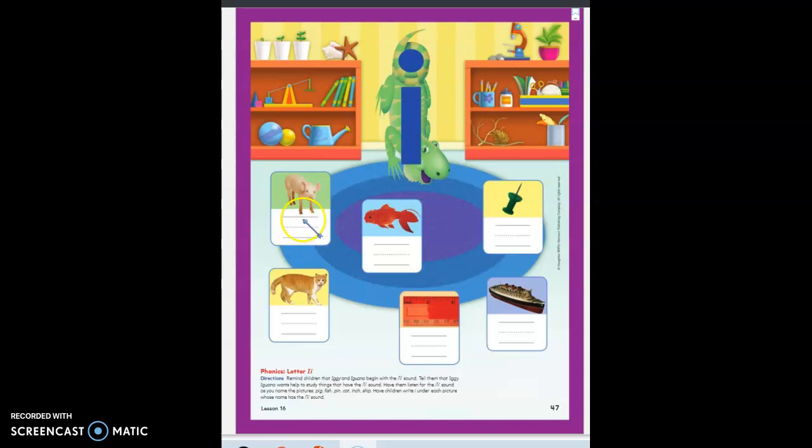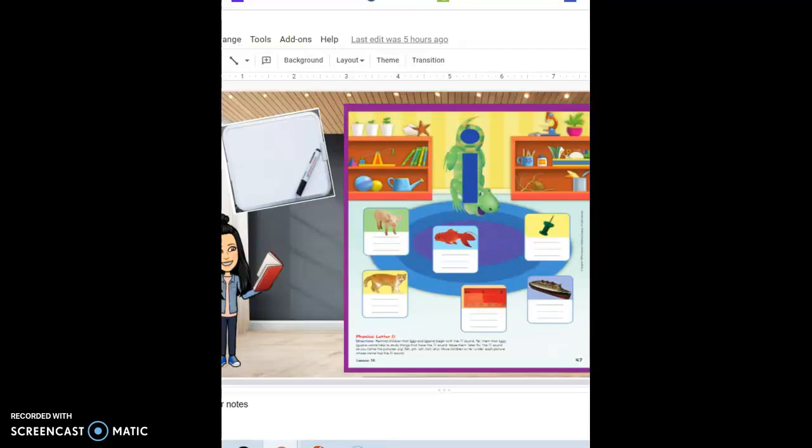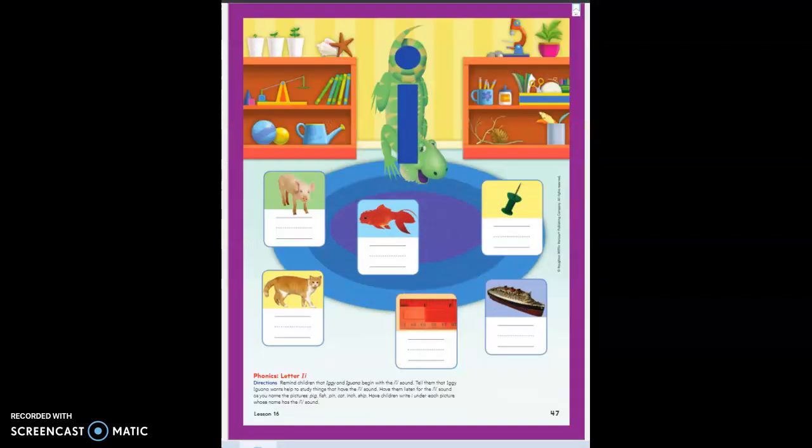Let's look at these pictures. Pig. Do we hear the I sound when we say pig? Yes, we hear it in the beginning, middle, or end? We hear it in the middle. So we are going to write the capital I. So let's go one line down, go to the top, cross over, go to the bottom, cross over, and then short little I is dotted line and dotted. Pig. Good.